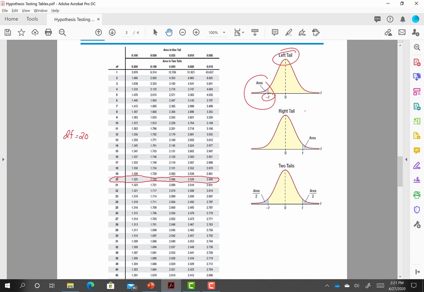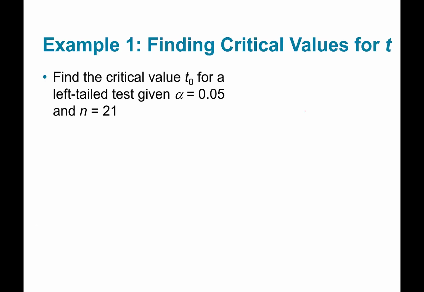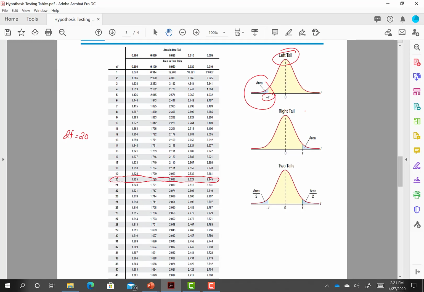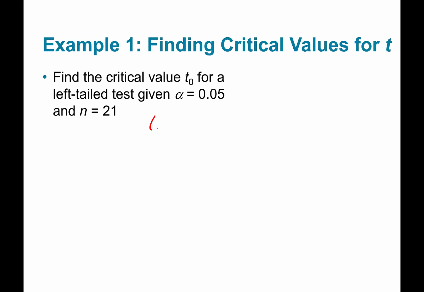In this case, area in one tail, we go across and find our alpha level, alpha equaling 0.05. Now be careful, make sure you go to the right column, don't go to 0.005. We want to find where that row and column intersect, and that is going to be our t value. So in this case, our critical value of t is going to be negative 1.725. So t0 is negative 1.725.